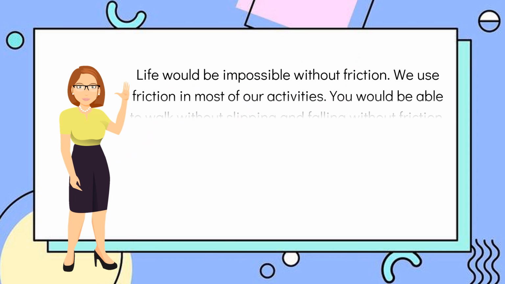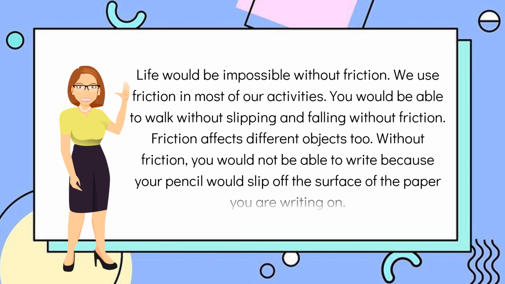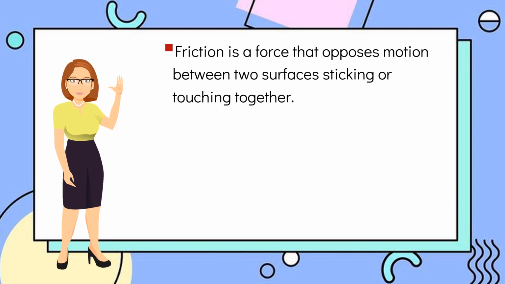Remember, life would be impossible without friction. We use friction in most of our activities. You would not be able to walk without slipping and falling without friction. Friction affects different objects too. Without friction, you would not be able to write because your pencil would slip off the surface of the paper you are writing on. Friction is a force that opposes motion between two surfaces sticking or touching together.